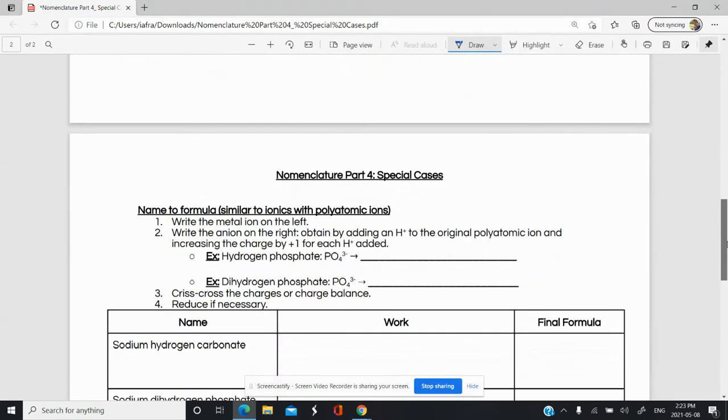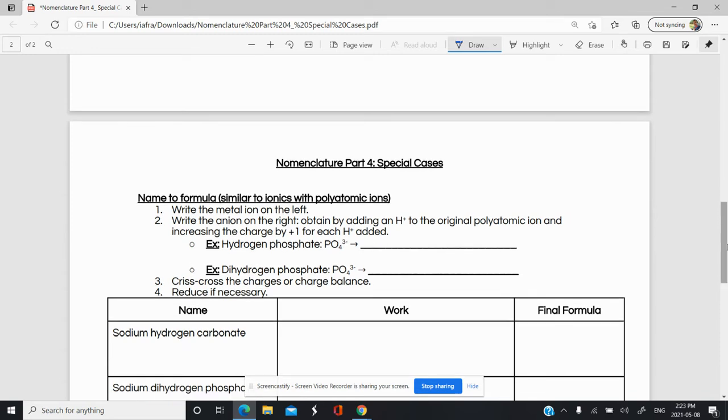Let's go ahead and take a look at how to write formulas for these instead. So if you had the name, you would first write the metal ion on the left side, and then you'd write the anion on the right. The anion is basically your polyatomic ion with the correct number of H's attached to it. But you have to build it. So if you have hydrogen phosphate, you're going to put HPO4.